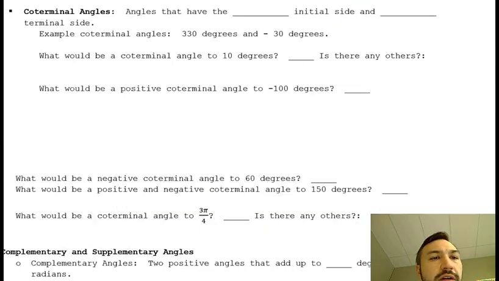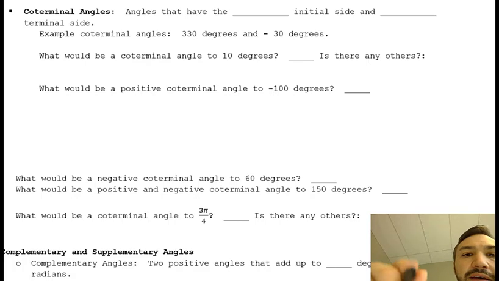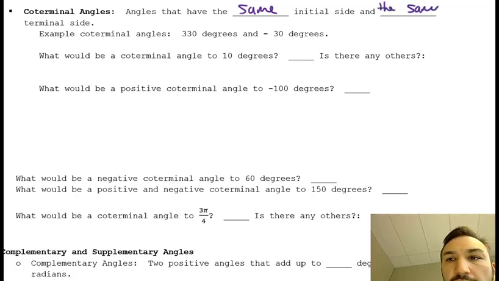Alright, our next vocab word here is coterminal angles. Coterminal angles are angles that have the same initial side and the same terminal side. So an example of that would be these two angles.